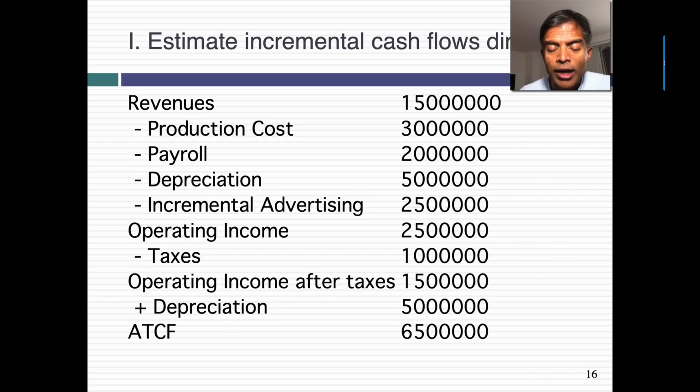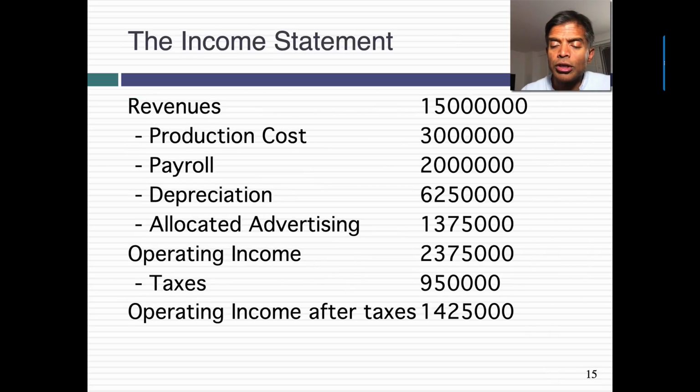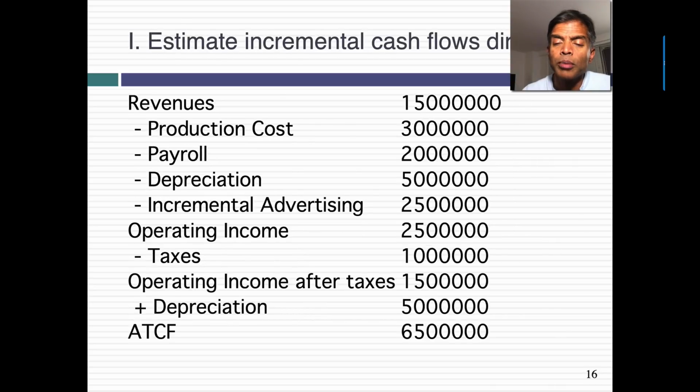This is a pre-debt cash flow, so I would discount at the cost of capital. But this is, for me, what works best. I find it easiest to work with just incremental items and come up with an incremental after-tax cash flow. For those of you who prefer the accounting route, you can get to the same answer starting with the operating income after taxes. So if you go back to the original income statement, remember my accountant computed an operating income after tax of 1.425 million.